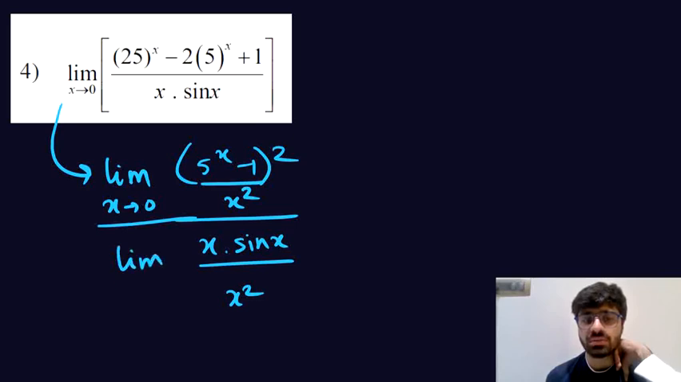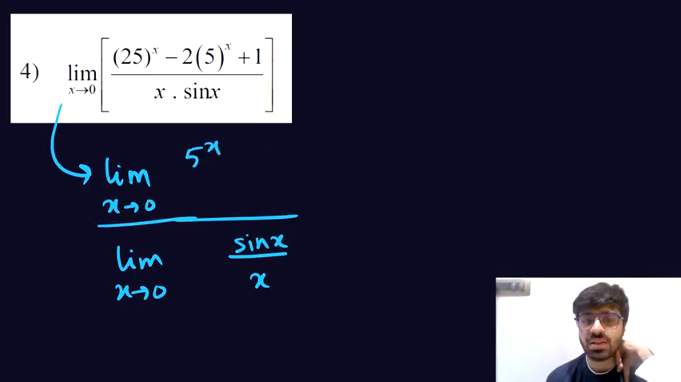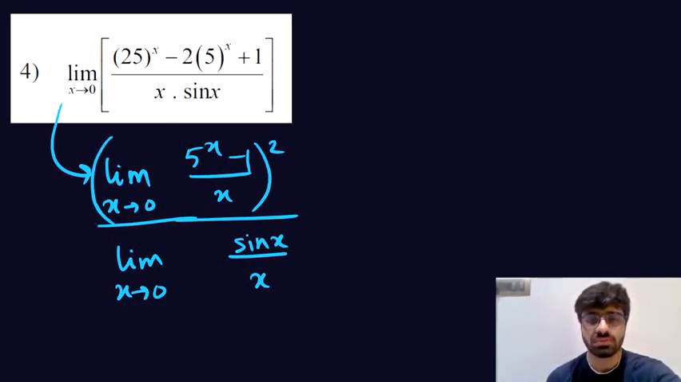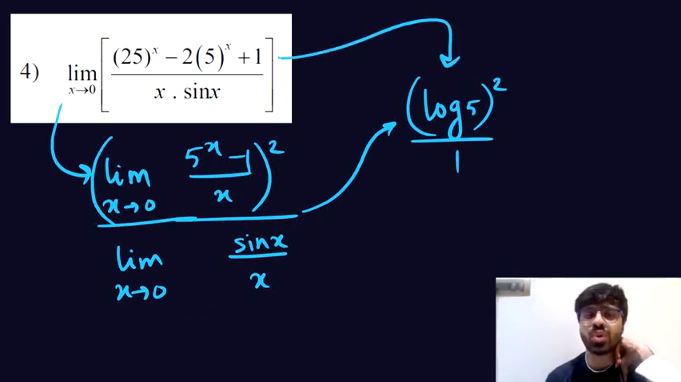Separate the limit. x and x get cancelled here and here. The denominator will be sin x upon x. a square upon b square, write it as a upon b the whole square. So we have 5 power x minus 1 upon x the whole square. Take that limit inside the bracket. So you have limit of this and square of this entire bracket. So in the numerator you have log 5, the square of it, divided by the denominator which is 1, and that becomes the value of the fourth question.